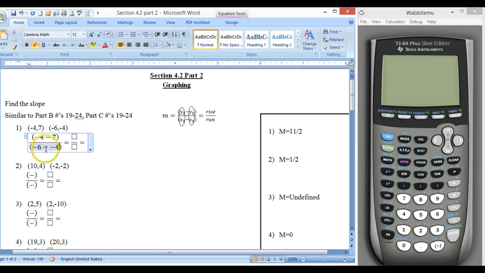And then I have to look at when I have a negative and a negative, that's a positive. So I have negative 6 plus 4 makes that negative 2. Then I have negative 4 minus 7, that's negative 11. And then I have negative 11 over negative 2, and negative divided by a negative is positive. So I have 11 halves, and there we go.